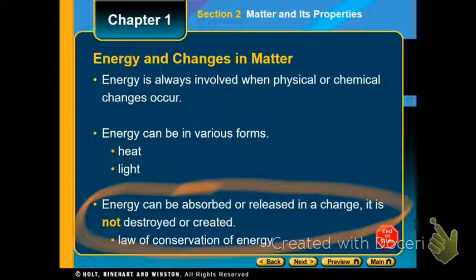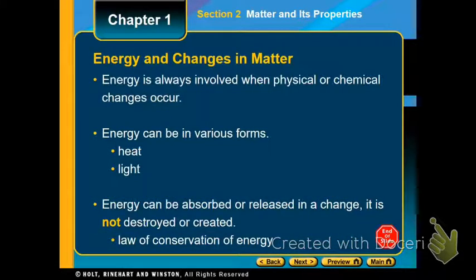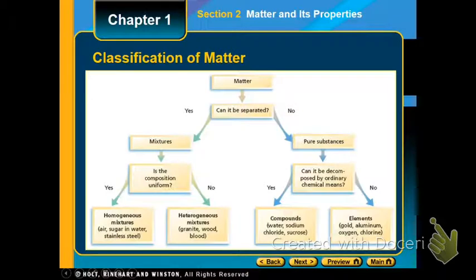Now we're going to transition over to classification of matter. And you have a nice big flow chart right here. We're going to add to it as we go. But for your classification of matter, we're going to start at the top with matter. Matter is anything that has mass and takes up space, or has mass and volume.